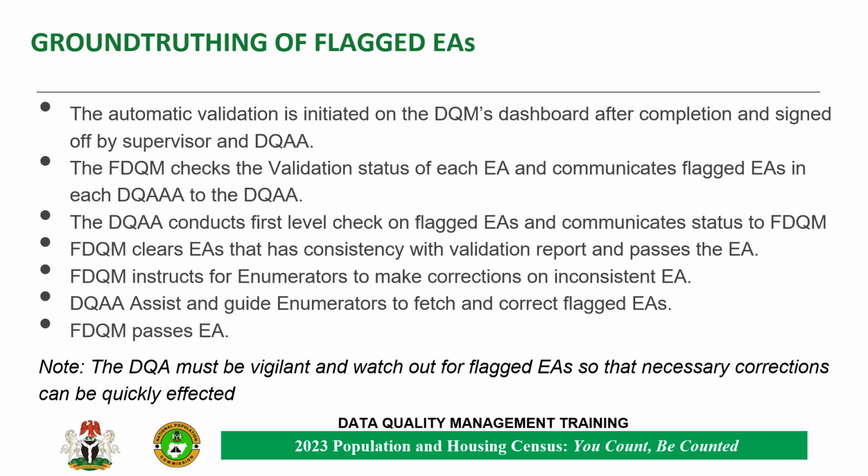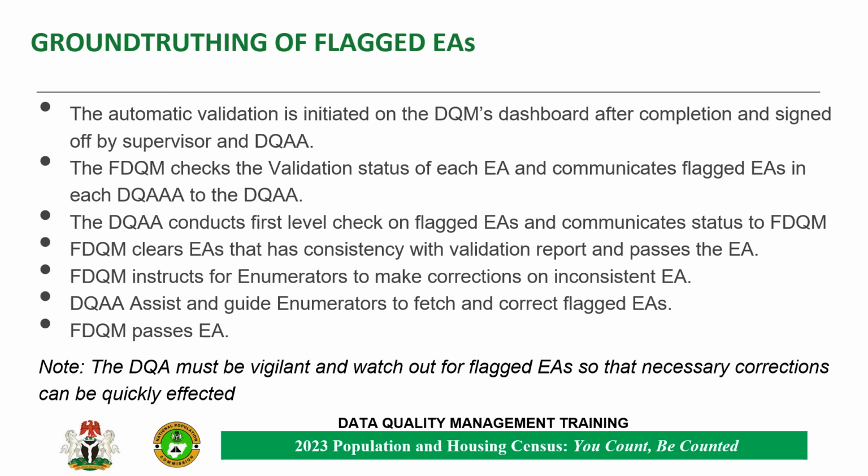He or she communicates the flagged EAs in each data quality assurance assistant area to the data quality assurance assistant. So, in a sense, the DQAA conducts first level checks on flagged EAs and communicates status to the FDQM. The FDQM clears EAs that are consistent with the validation report and passes the EA.